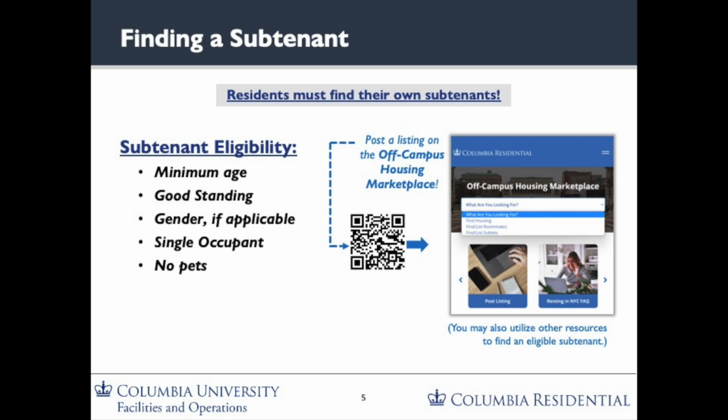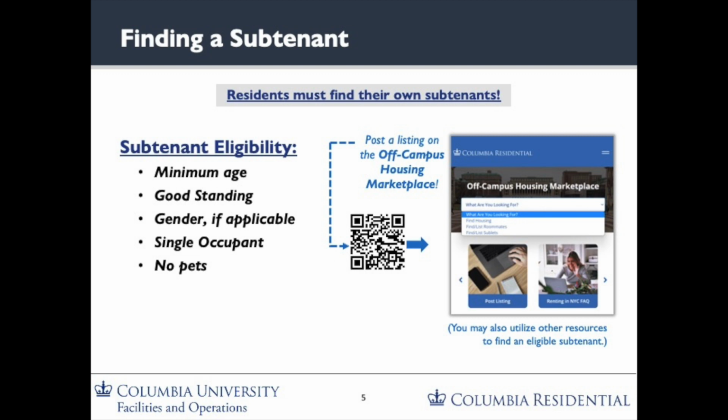So for security reasons, that's a great thing. You'll only have Columbia affiliates contacting you. Although that does not mean that you can't sublet to someone who's not an affiliate. You can. It's just this is the way that the marketplace site works. And then eligibility for a subtenant.